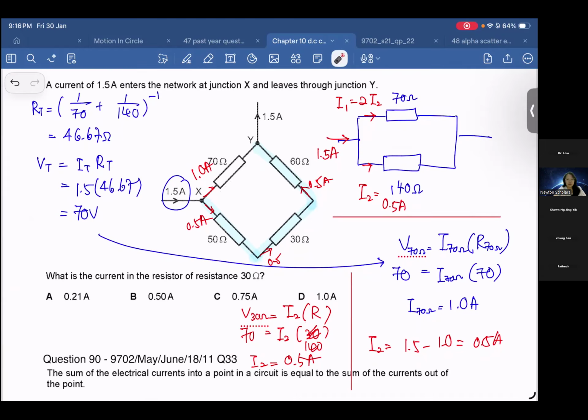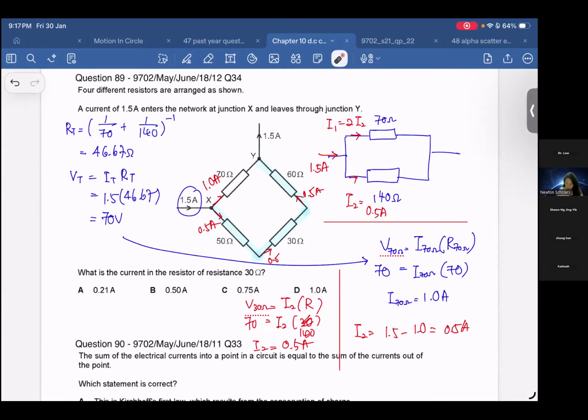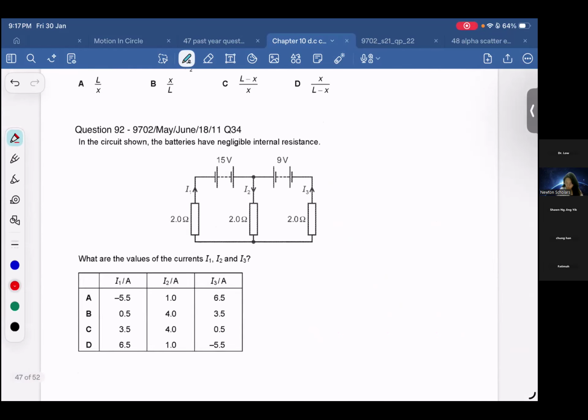Okay. Now I want to go to question 94. So just now the answer is B, 0.50. Question 94.